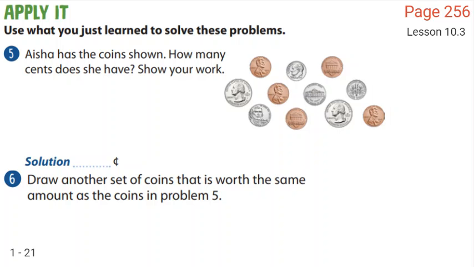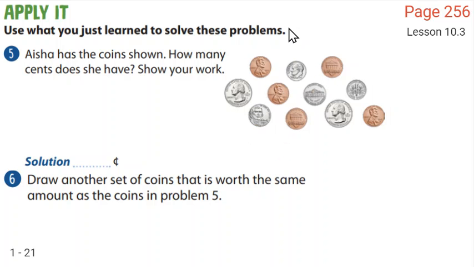It says, welcome back. It says here in number 5, Aisha has the coins shown. How many cents does she have? Show your work. Well, they're all mixed up. And there's one that you'd have to go back in your book if you don't remember. This right here is worth 25 cents. So that's going to be the largest one. So let's start with the largest value coins first. So we have 25 cents. This is a nickel, which is 5 cents. There's a dime, which is more than a nickel. And then we have pennies.